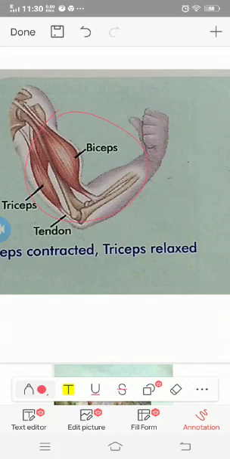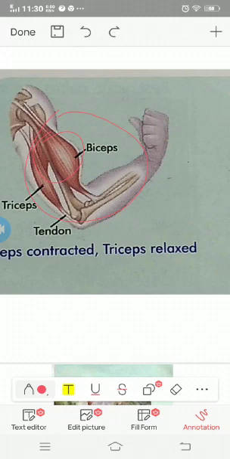The upper arm has a set of muscles. The biceps are in the upper portion, and the triceps are below, in the lower portion. When the biceps contract, they pull the lower arm and we bend the hand.